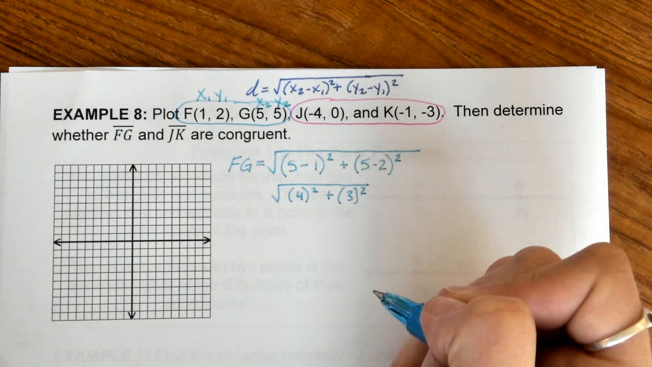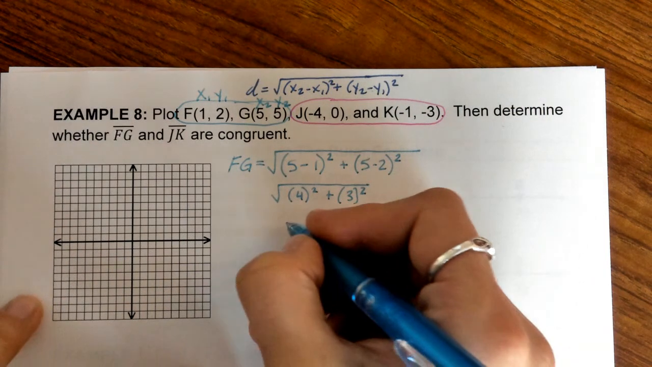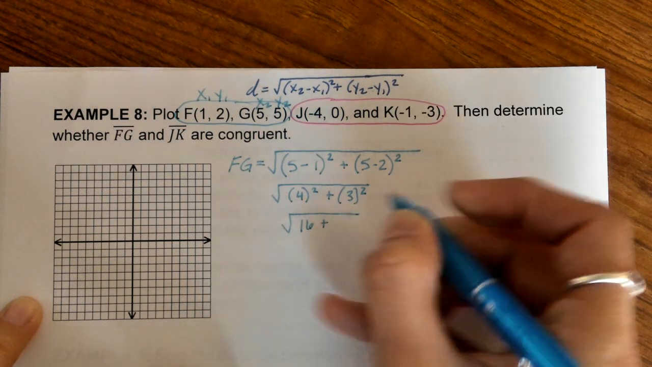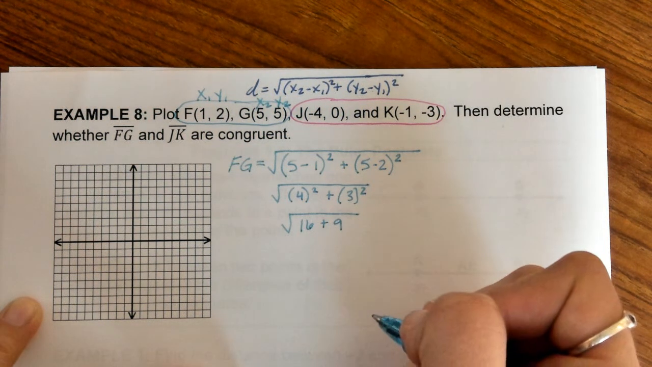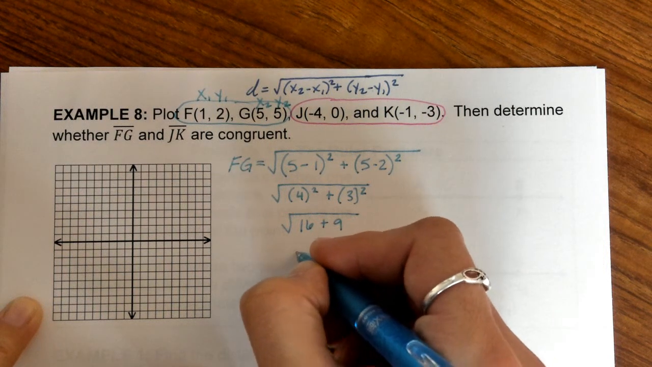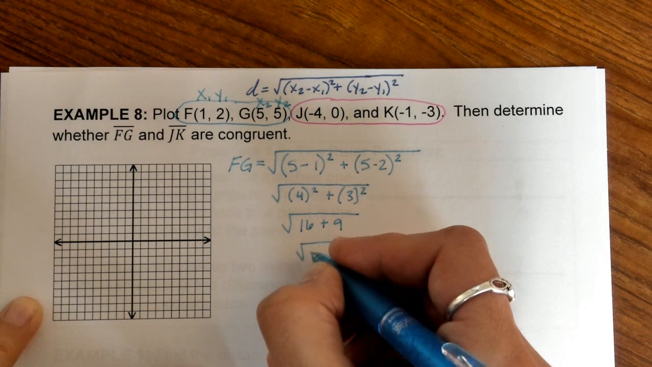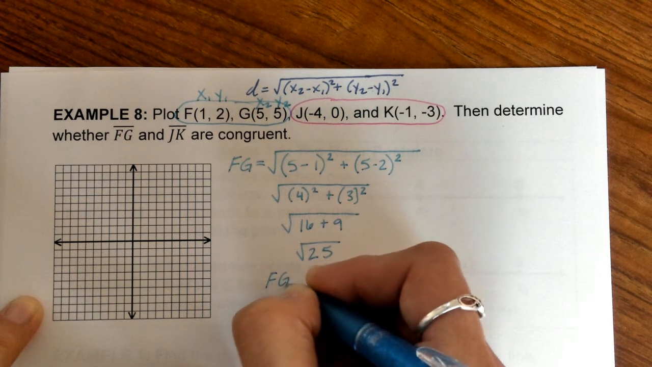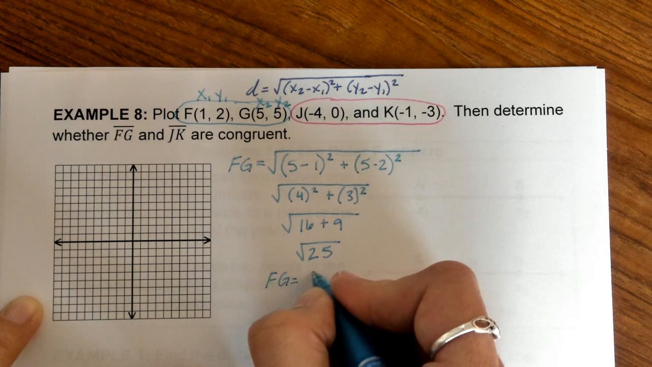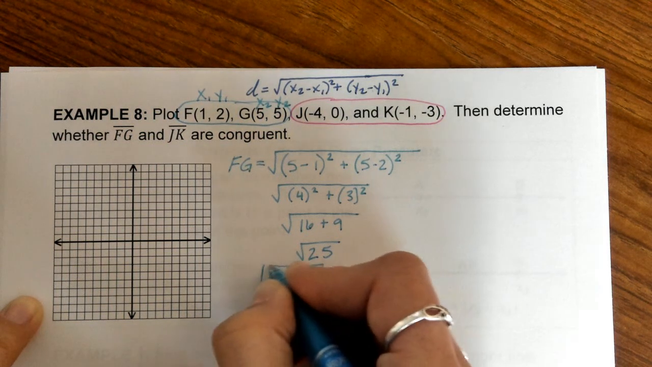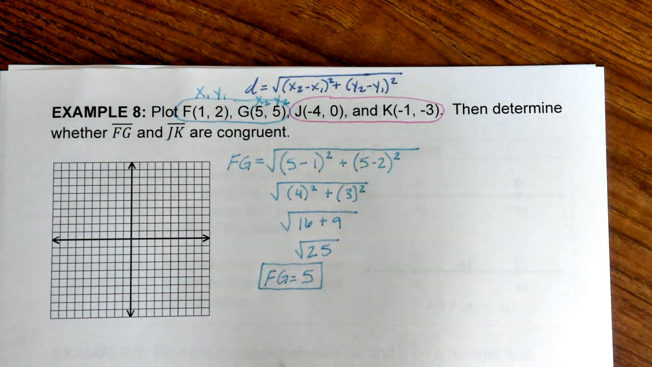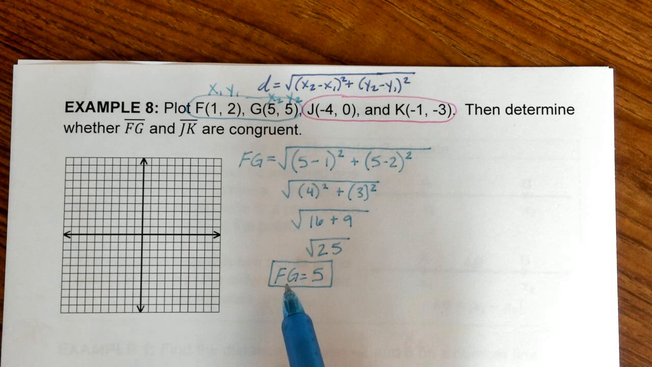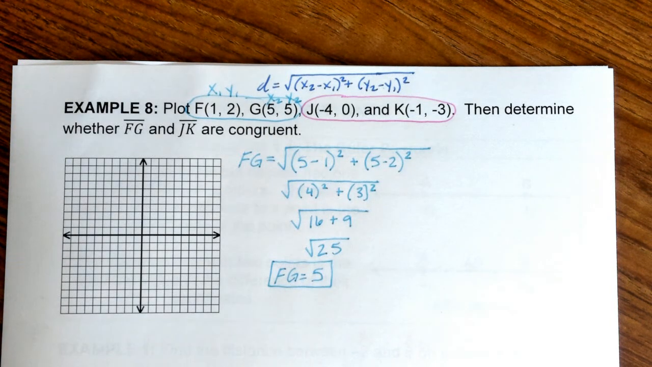Okay, everybody on board? Go back and rewind if you need to look at what we did. So now we're going to go ahead and square them. 4 squared is 16, plus 3 squared is going to be 9. We're going to add those together, and we'll have the square root of 25. Now, this is what we call a perfect square. The square root of 25 is 5. So this is the length of FG. No symbol above it. Here we're talking about segment. Here we're talking about the length. Okay, so we need to figure out if these two are congruent.